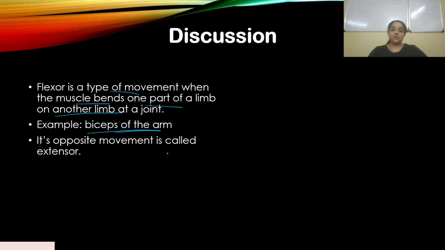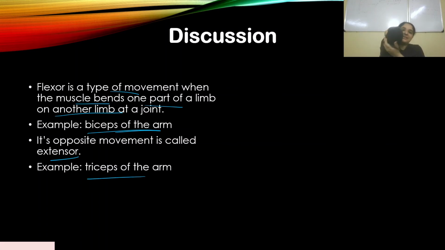The opposite movement is called extensor. When you move away, the biceps of the arm are not doing the job in the extensor position. The opposite movement happens, and the biceps are not functioning. What is it called? It's called triceps. The triceps are the muscles below, and they are doing that job. So flexor is the biceps part, and extensor is the triceps.